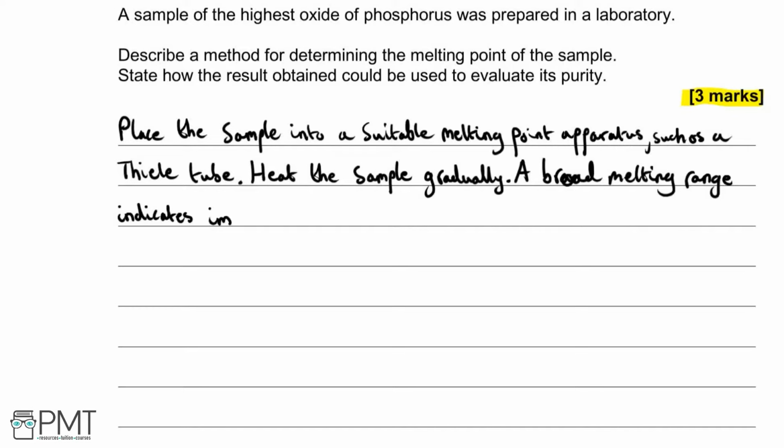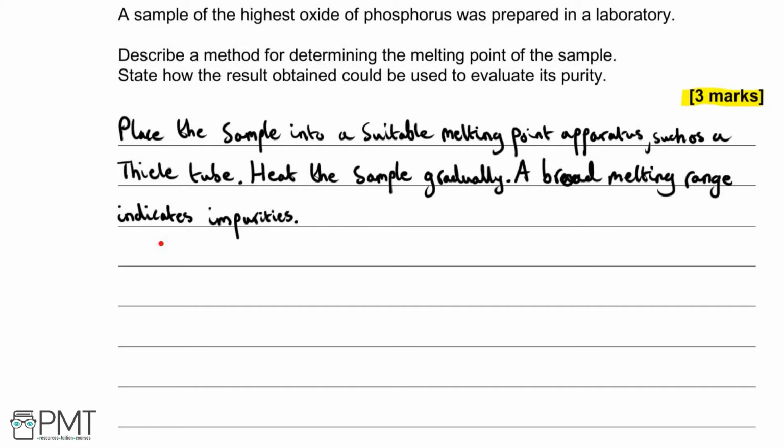This is because we've got more than one compound present in the sample if it's impure. So these impurities in the sample, these different compounds, are melting at different points, and that's what gives us this range of melting points. We could also talk about how the melting point should correspond exactly to the data book value for the melting point.